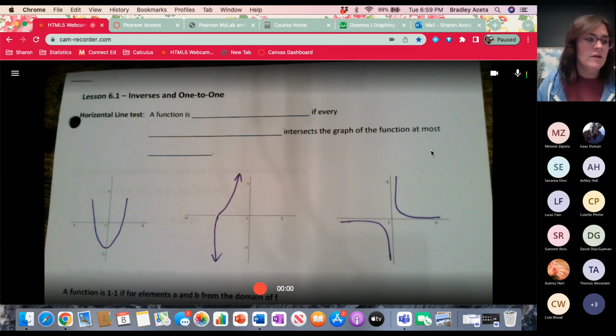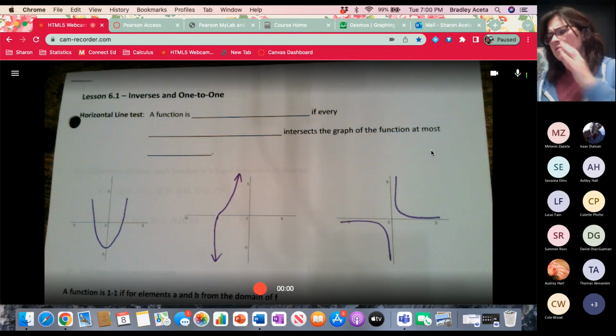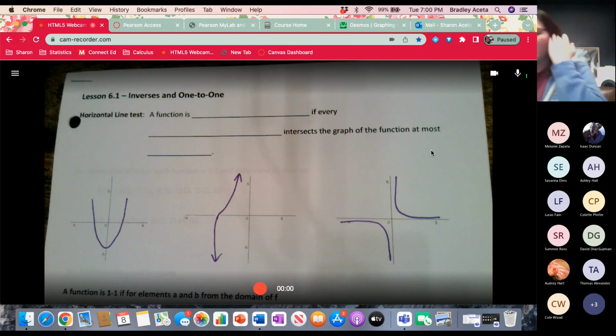So we're now in a new chapter. Chapter 5 was all about equations and solving. Now we're going to talk about inverse functions and something called one-to-one. And so we've got a couple definitions here and just some basic algebra skills. It's nothing too difficult, nothing that can't be done, and you should find it much easier than the last chapter.